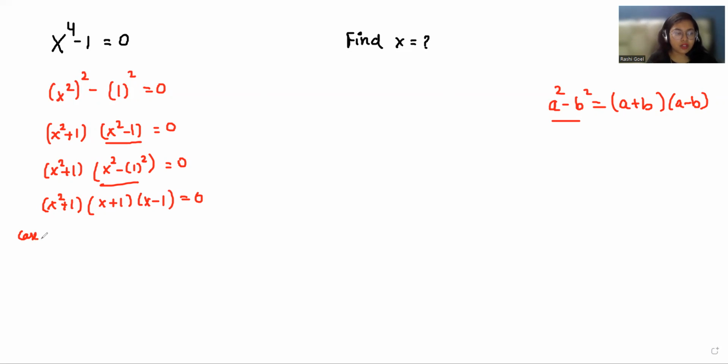So our case first is when x square plus 1 is equals to 0. If I take this plus 1 to the other side, it becomes minus 1. So the value of x is under root minus 1.